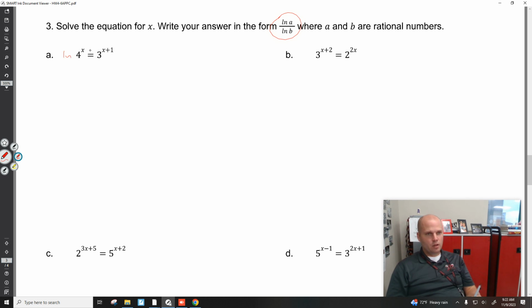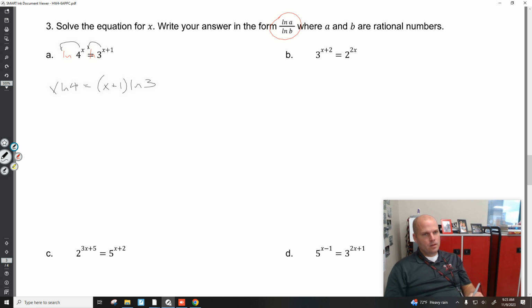So I'm going to start by taking the natural log of both sides. Why are we using the natural log? Because it is easier to write instead of log base anything else. You could take the log base 4 of both sides. It's fine, but you're going to have to write log base 4 a bunch of times. So we're going to just use the natural log because it's easier. Using exponent properties, logarithmic properties, power to a power properties, we're going to rewrite this as x times the natural log of 4 equals the quantity x plus 1 times the natural log of 3.